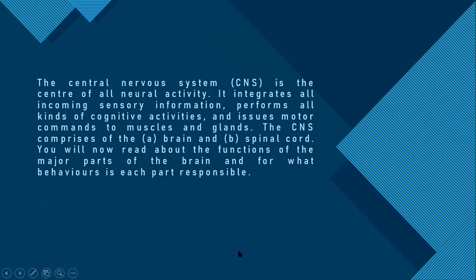The central nervous system is the center of all neural activity. It integrates all incoming sensory information, performs all kinds of cognitive activities, and issues motor commands to muscles and glands. The CNS comprises of brain and spinal cord. You will now read about the functions of the major parts of the brain and for what behaviors each part is responsible. So brain and spinal cord, these are the two parts of the central nervous system, CNS.